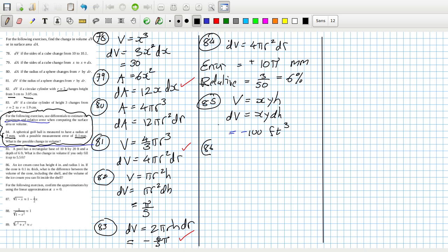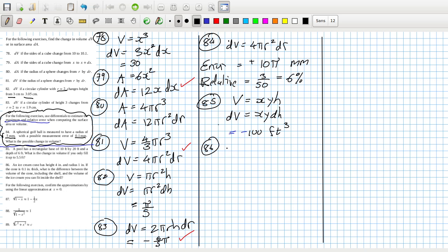86. An ice cream cone has a height of 4 and radius of 1. If the cone is 0.1 thick, what is the difference between the volume of the cone, including the shell, and the volume of the ice cream you can fit inside the shell?